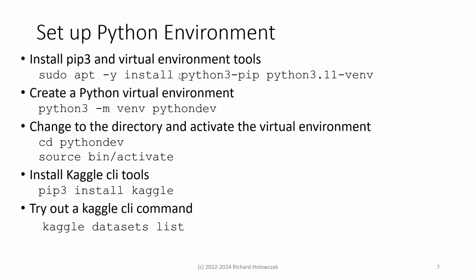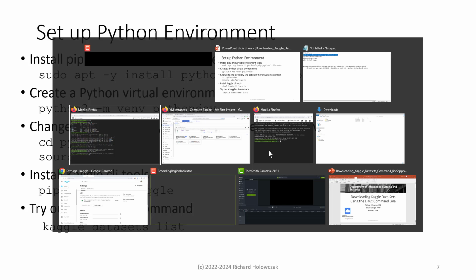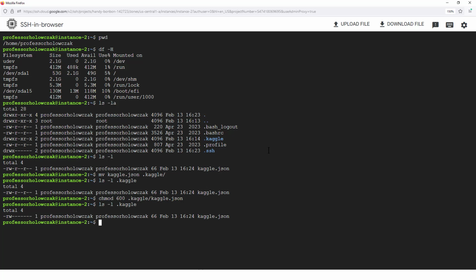Our next step is to set up the Python environment. To do this, we're going to install the pip3 and virtual environment tools for Python. We're then going to create a Python virtual environment. We'll change to that directory, and we will activate the virtual environment. Then we can install our Kaggle command line interface tools, and we can try out some Kaggle commands. So let's go ahead and get those additional libraries installed. So we're going to need to install Python 3 pip and the virtual environment tools.